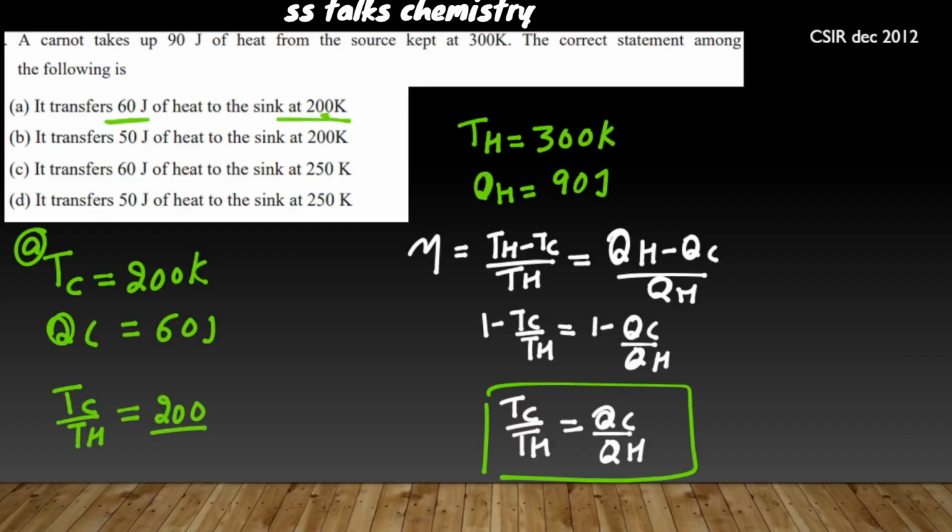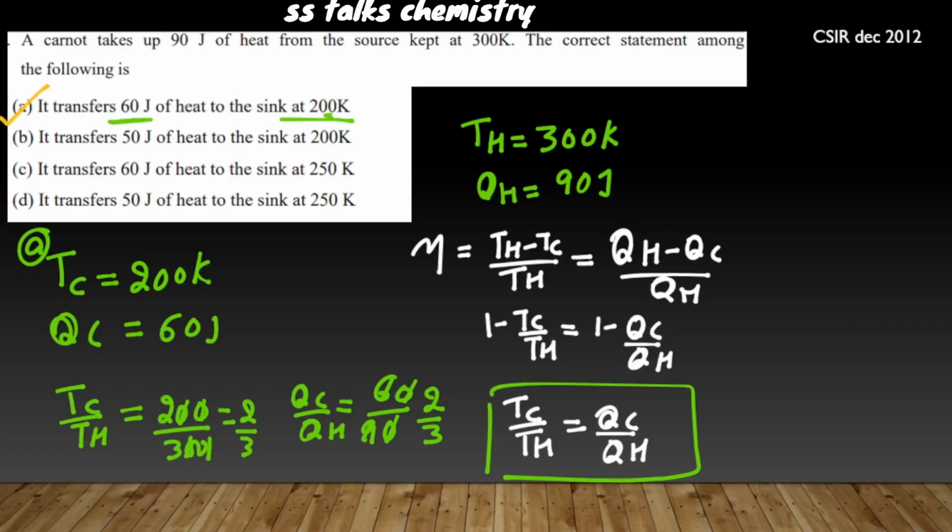So this ratio TC upon TH is equal to 200 upon 300. That means the ratio value is 2 upon 3. Right. Similarly, the QC upon QH value is 60 upon 90. So you can see the ratio is again coming out to be 2 by 3. So we can see that the left hand side is equated to the right hand side, which implies that this option is the correct answer. The rest of the options you can check, you will not get this particular scenario. Okay, so A is the right answer in this case.